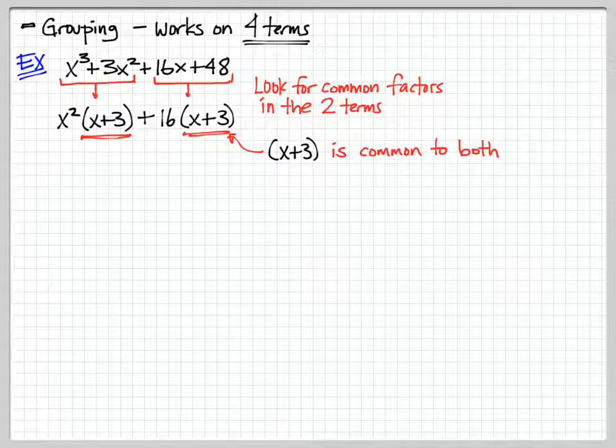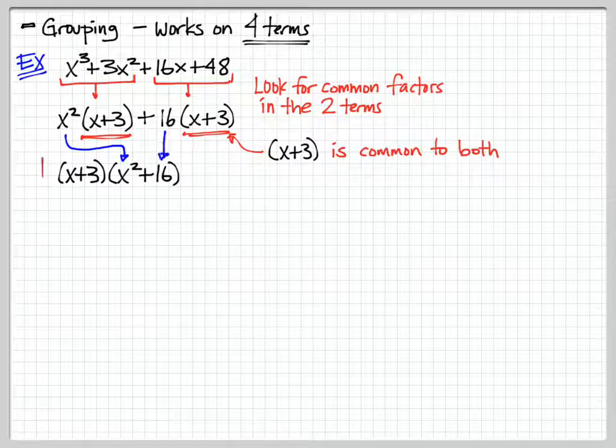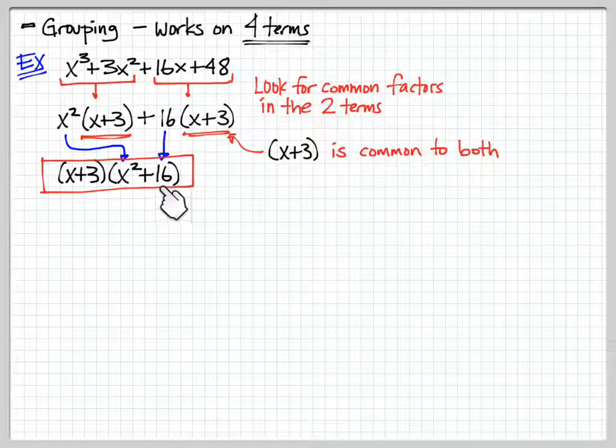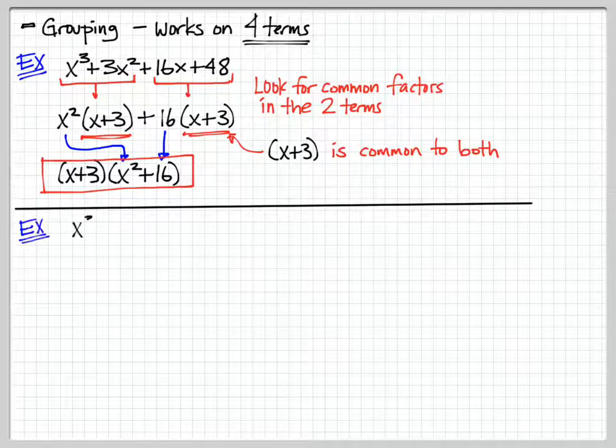So in this case, we can continue on. This tells us that grouping is a viable method for factoring the polynomial. And so then we can, in a sense, factor out the x plus 3, and then we're left with the x squared right here and the 16 right there. So this is how we factor by grouping. Let's look at one more example of this.